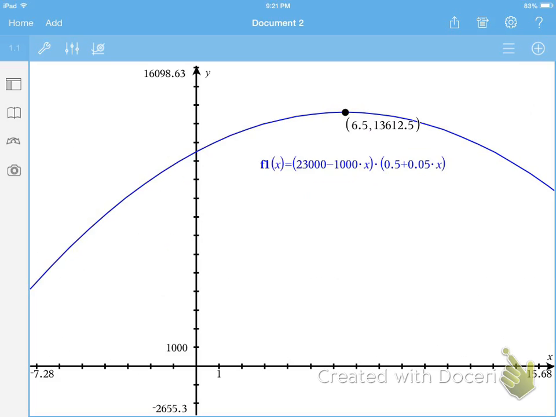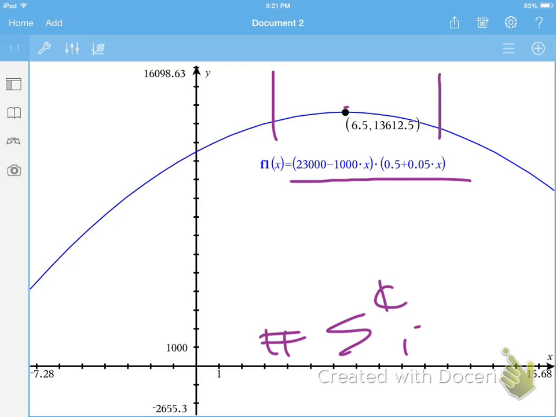If I go to the next page over here, here's a graph of that function. So here it is again. And if you use that maximization function, you do your left bound, your right bound, and then a guess, your calculator will give you something like this: 6.5, 13,612. What this X represents, remember, is the number of 5-cent increases in the can. So I got 6.5 5-cent increases.